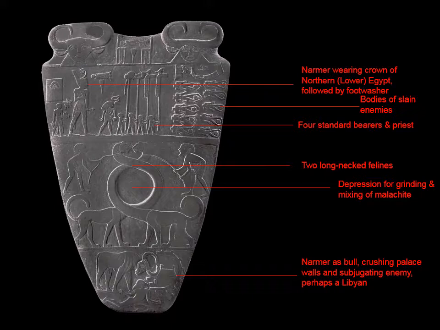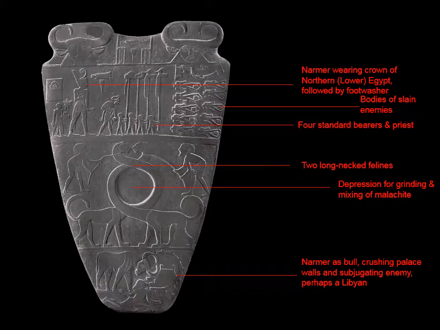In the middle register, we see the depression, where you would actually mix this green pigment called malachite for the eyes, which is created by the necks of 2 felines, these sort of fantastic feline creatures that are being pulled by men on either side. It could be a symbol for, again, the unification of Upper and Lower Egypt, but also for the idea of subjugating chaos. The pharaoh's job was to do the same thing that the sun deity did at the beginning of time, which was to create order out of chaos.